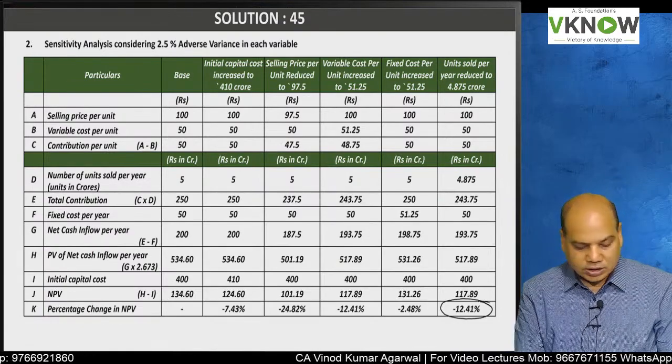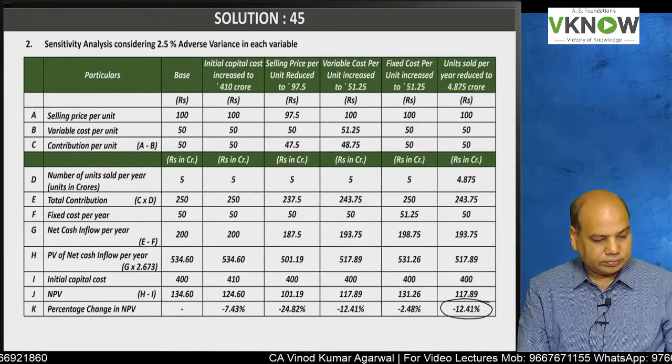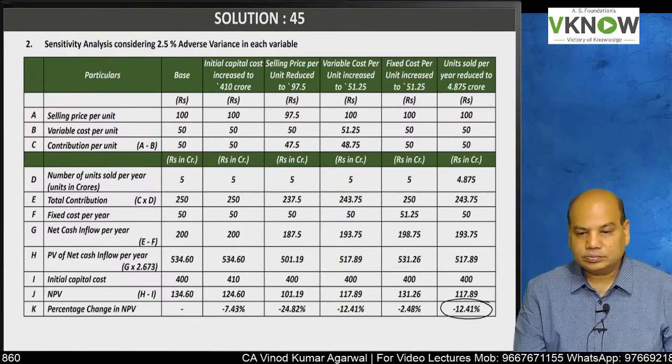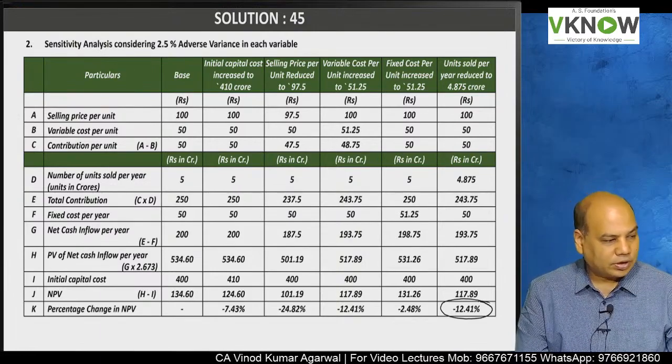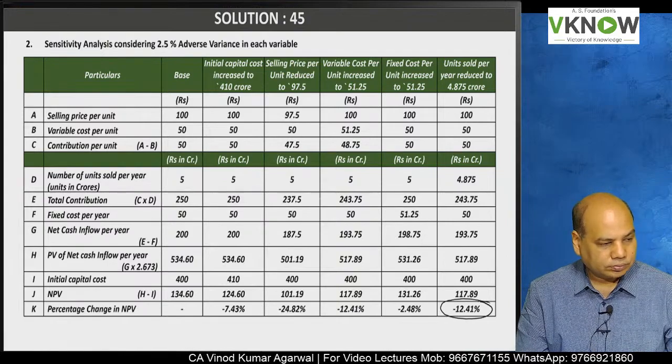Just confirm whether these calculations are right or not. Is it right? Please say yes.